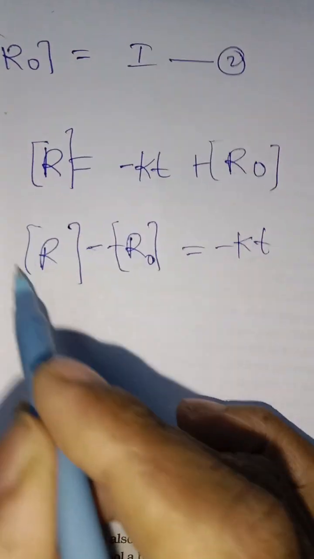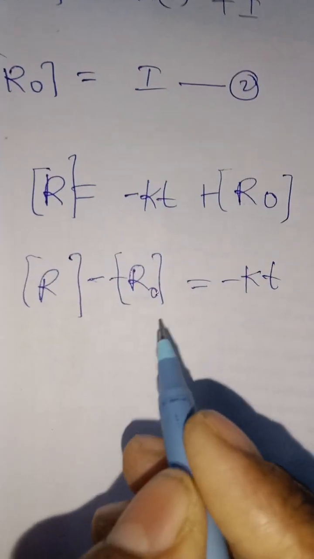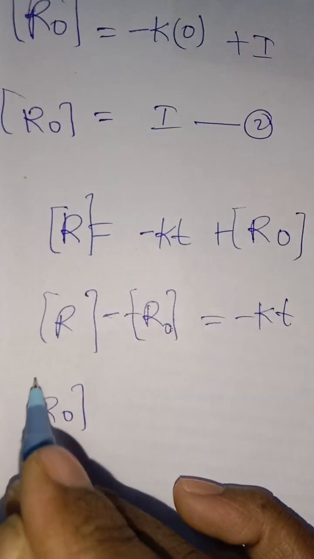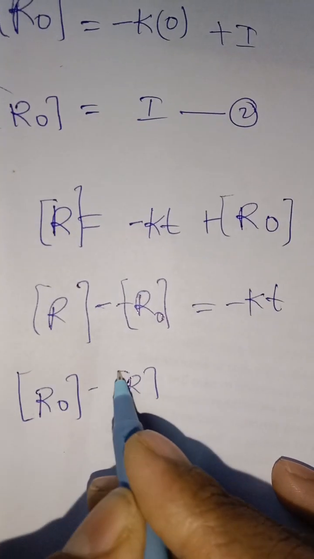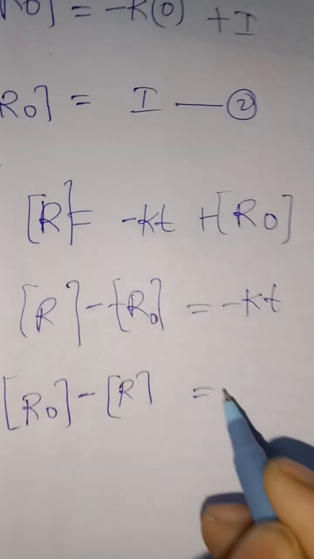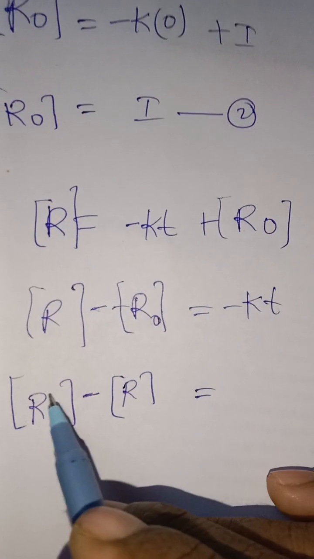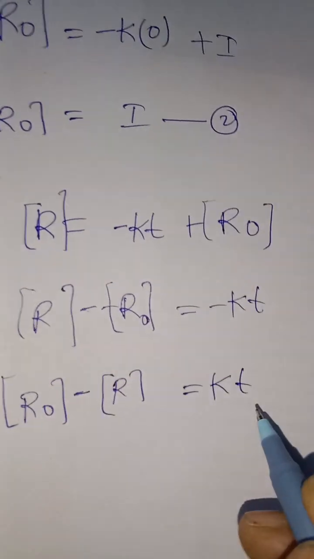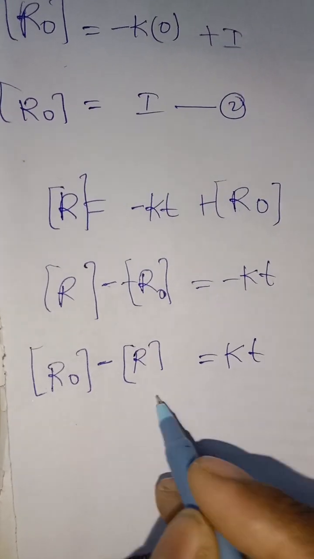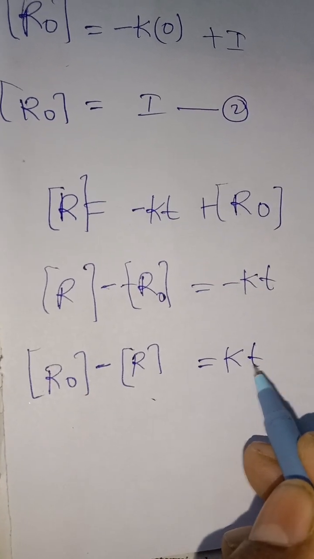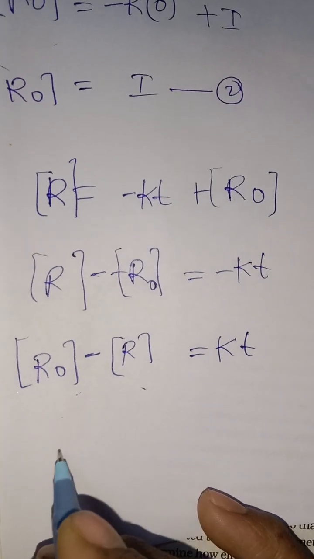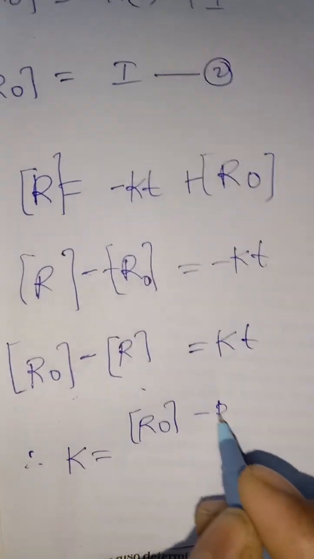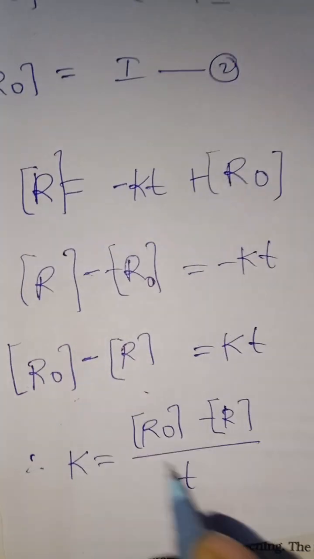Multiply by minus 1 on both sides in this expression, so the plus quantity becomes minus and the minus quantity becomes plus. Therefore R naught minus R equal to plus Kt. Then in the next step, transpose the t to this side. Here it is K and t; t is multiplying. If it comes to the left hand side, it divides. Therefore K is equal to R naught minus R divided by t.